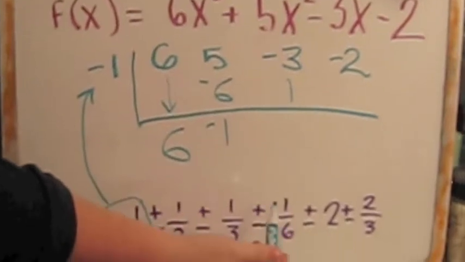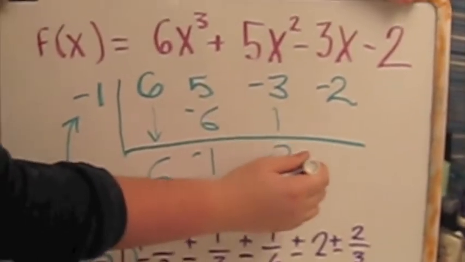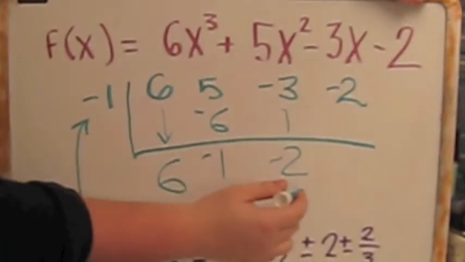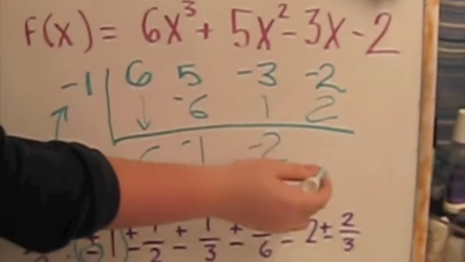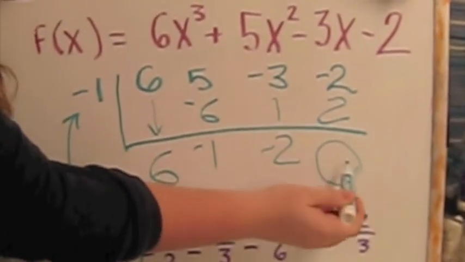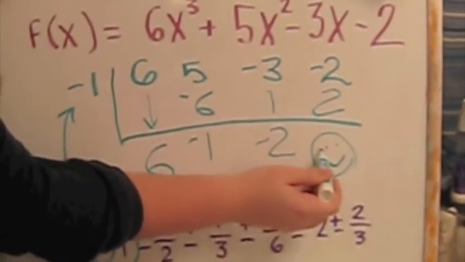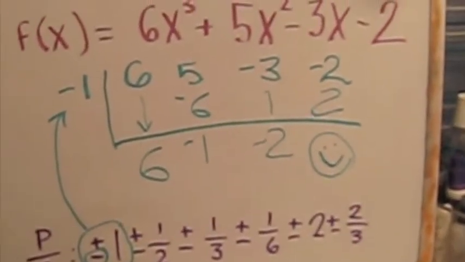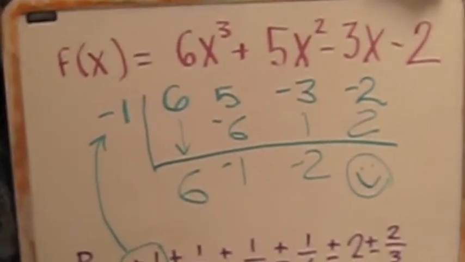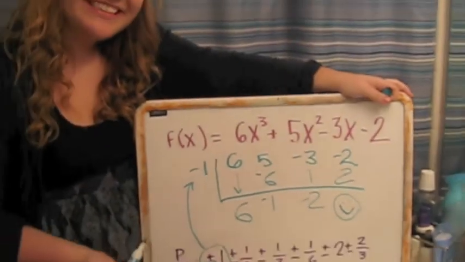And negative 2 multiplied by negative 1 is 2. Oh, look at this. 0. Yes. No remainder. Since there is no remainder, x plus 1 is a 0 of f of x, meaning x equals negative 1.